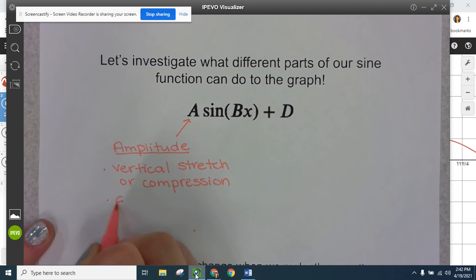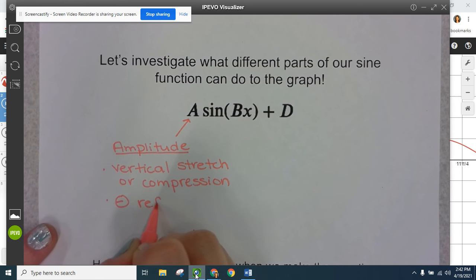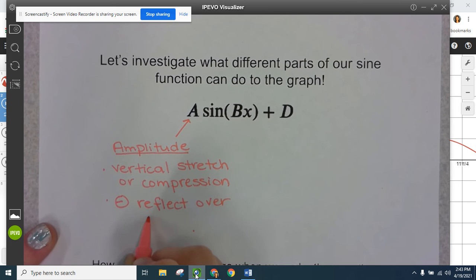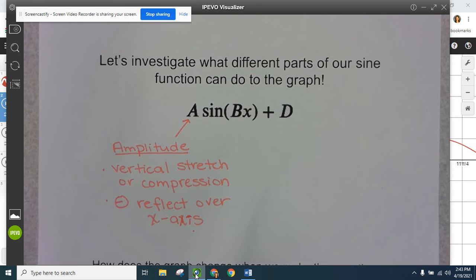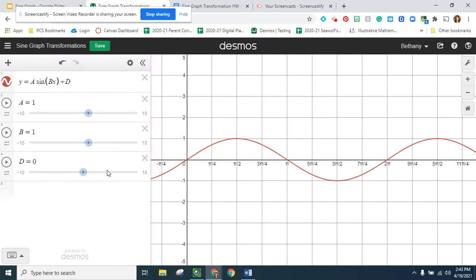And if it's negative, we reflect over the x-axis. Oh, Lord. Can't spell again. Okay, so that's A. Next thing we're going to look at is D.